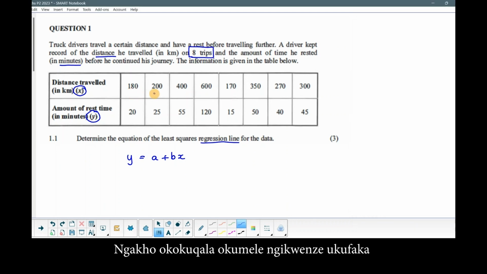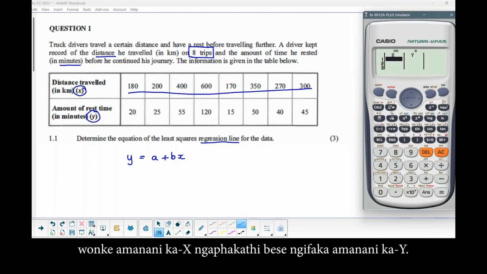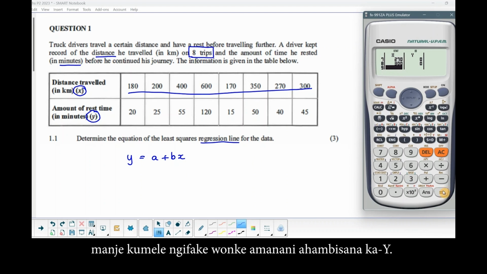So what I am going to do first is to enter all the X values in, and then I'll enter all the Y values. So the first X value was 180, equals, the second is 200, then 400, 600, 170, 350, 270, and 300.